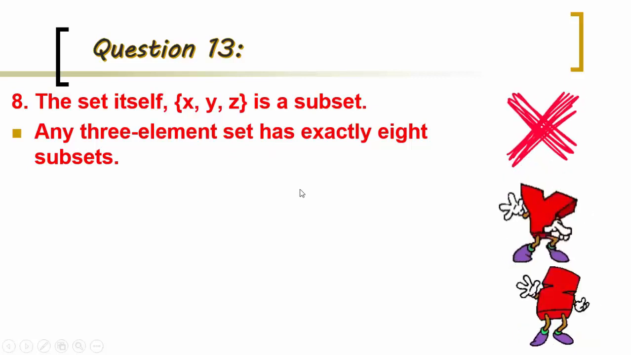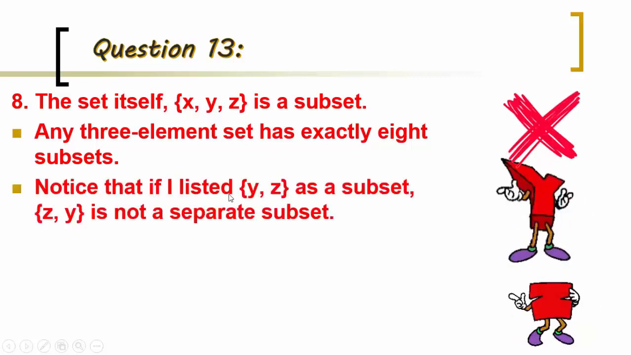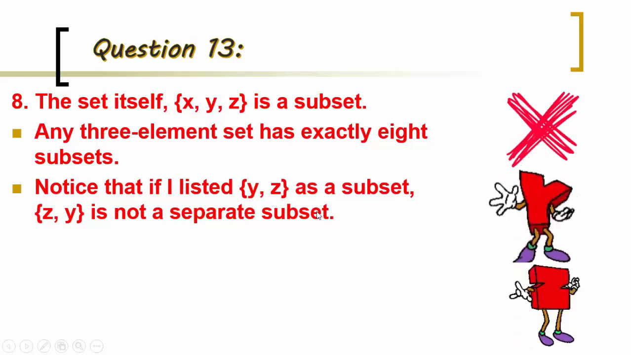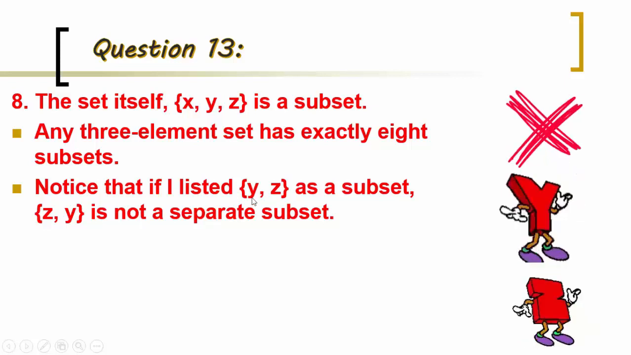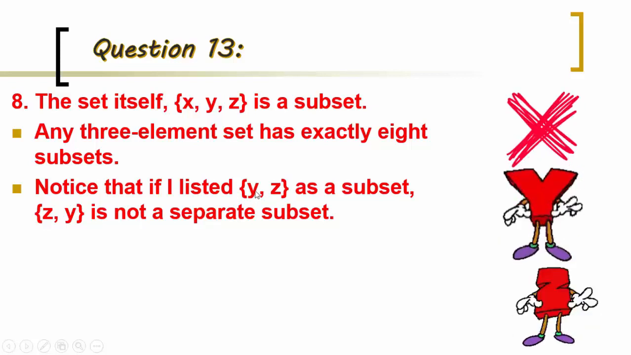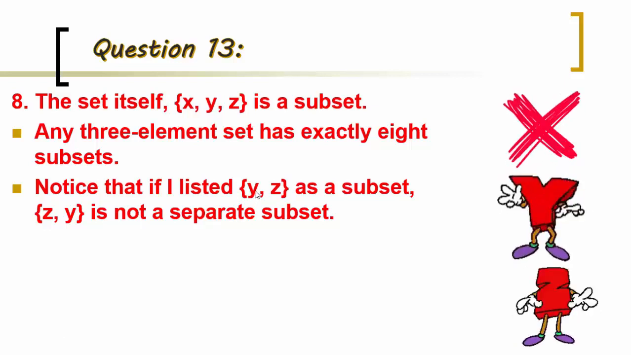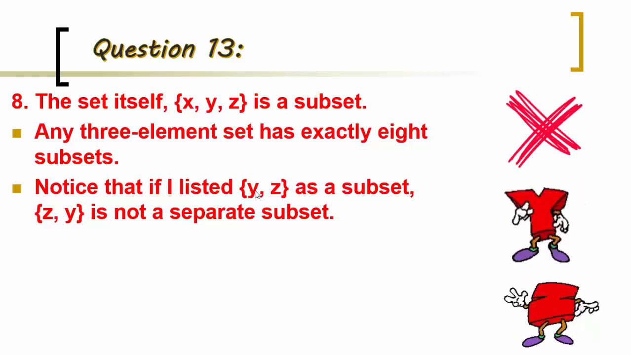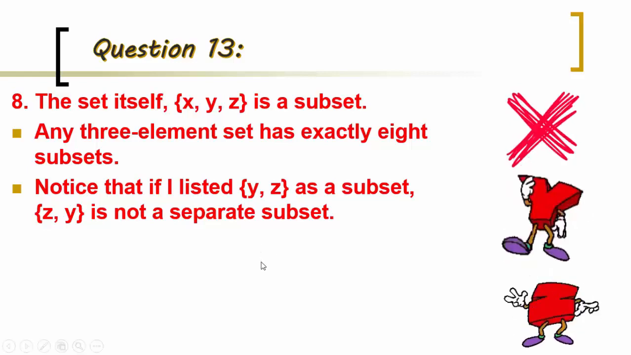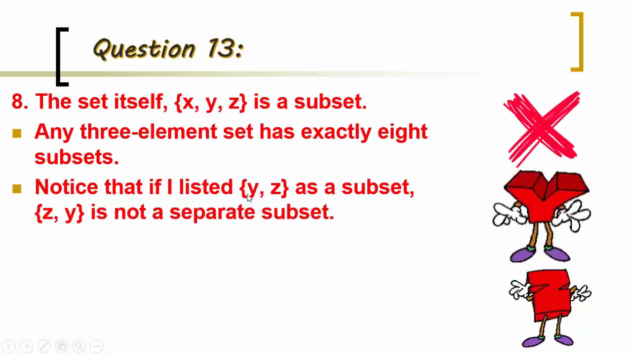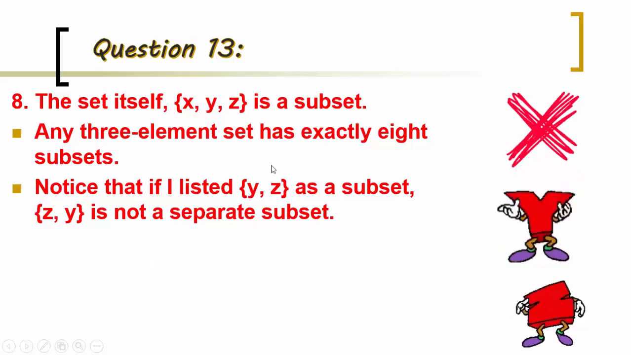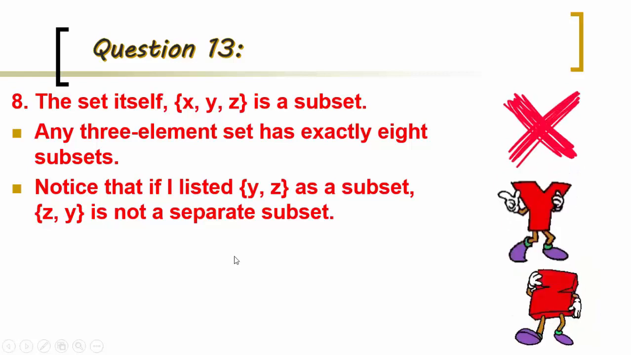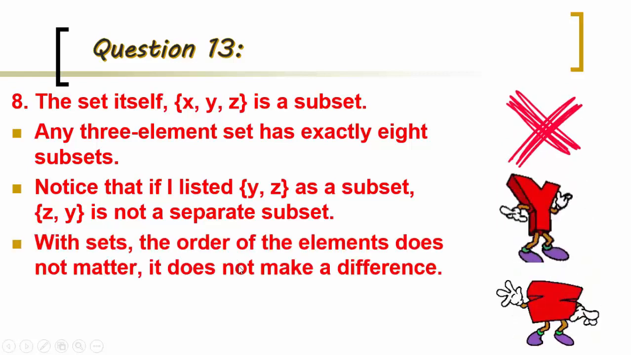Now you may ask, well, what about YZ? Well, YZ is the same thing as ZY. We don't consider this separate because the elements are the same, not how they're positioned in the set. So it doesn't matter what order we put it in. What matters is the elements themselves. So the order we put it in does not make any difference.